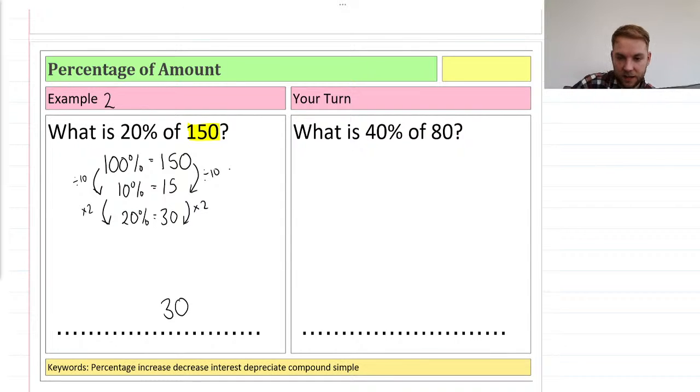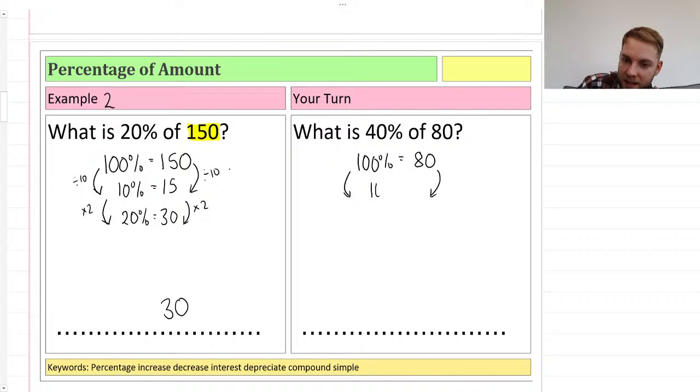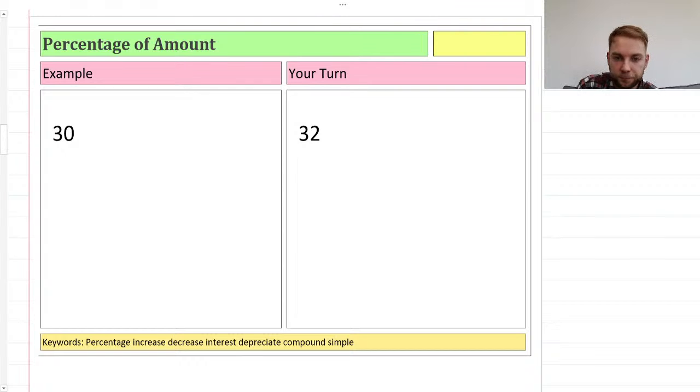Okay, let's go through this one together then. So 100% is equal to 80, that's what the 80 represents. I'd find 10% first by dividing by 10, so 10% is equal to 8. And then to find 40%, I times by 4. So 40% is equal to 8 times 4, which is equal to 32. Nice and straightforward. Okay, that was example 2.